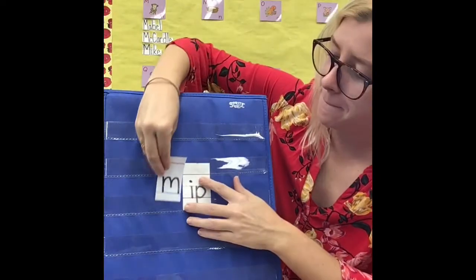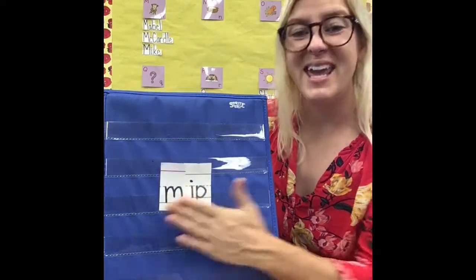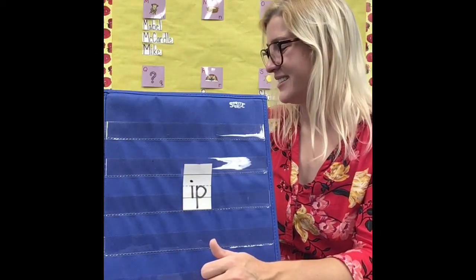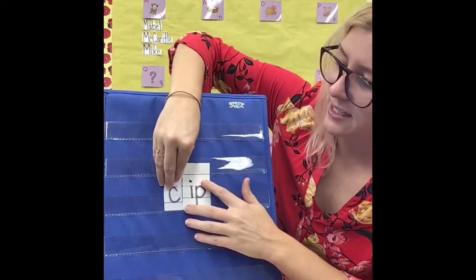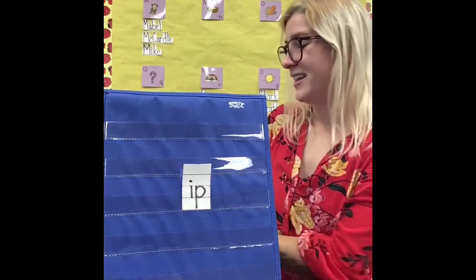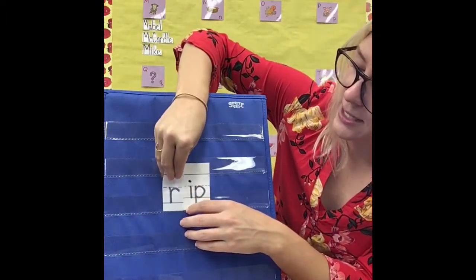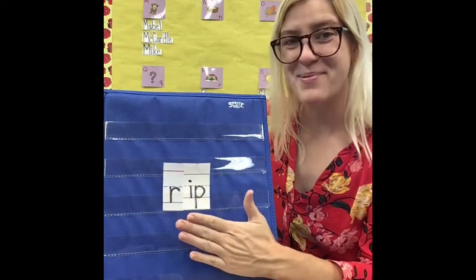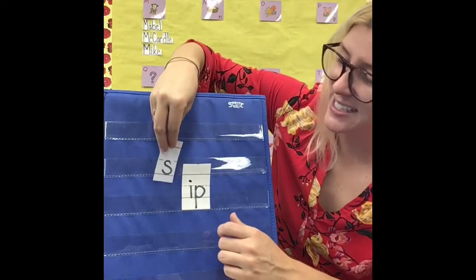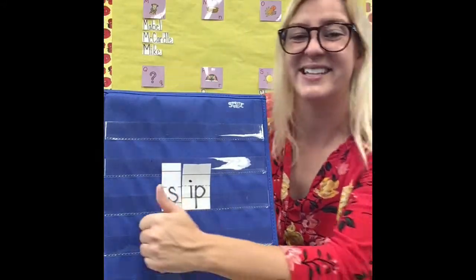Letter M makes the m sound, so this says m, ip, mip. It's a silly word, but we still read it like super readers. Letter C makes the k sound, so this says k, ip, kip. Letter R makes the r sound, so this says r, ip, rip. Last one, letter S makes the s sound, so this says s, ip, sip.